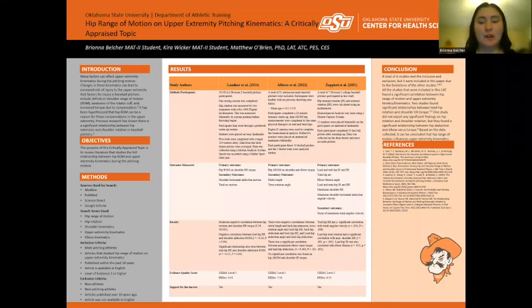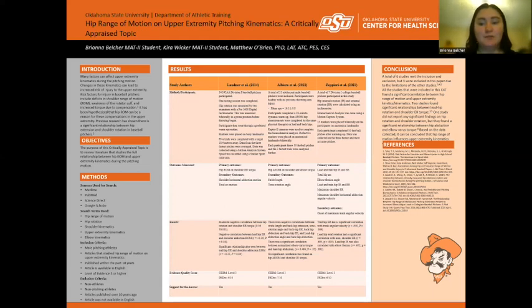The topic I chose for my critically appraised topic is hip range of motion on upper extremity pitching kinematics. I chose this topic because there's a lot of literature and research out there looking at injury risk factors for pitching athletes, and a lot of that research was done on upper extremity range of motion and how that affects upper extremity kinematics. But I wanted to see if there was research out there that looked at the relationship between lower extremity range of motion and upper extremity pitching kinematics and how that affects injury risk.